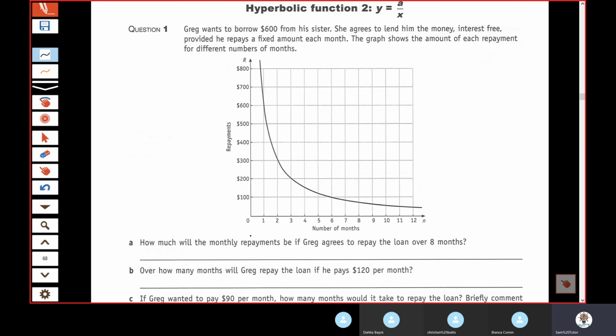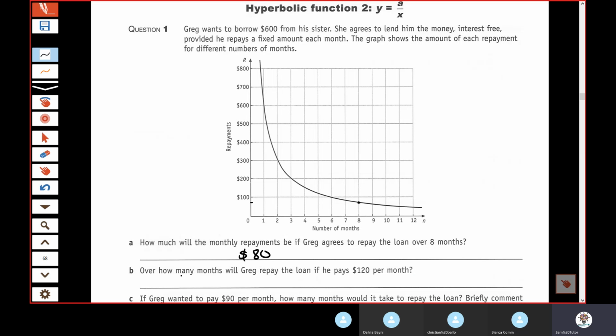How much will the monthly repayments be if Greg agrees to repay the loan over 8 months? So if he decides to go, yep, I'm happy with it at 8 months, how much does he pay back? Scroll across, take an educated guess. We're going to go with 80. 80, yeah. $80.